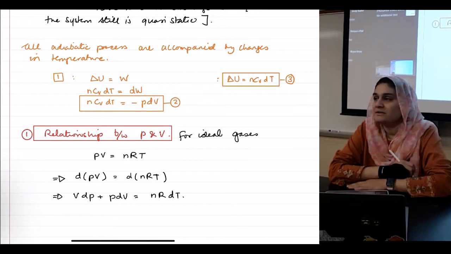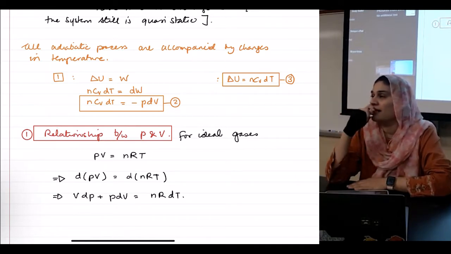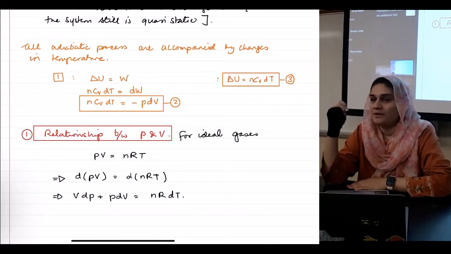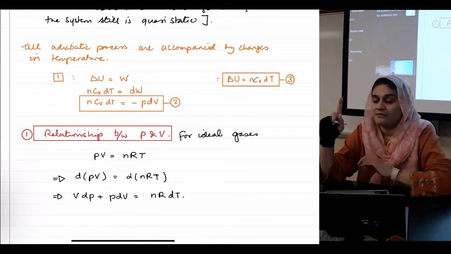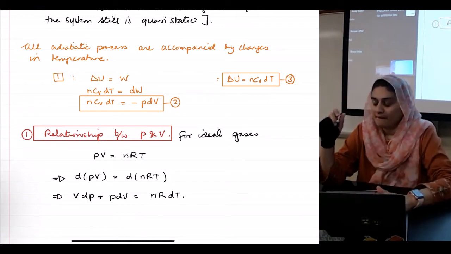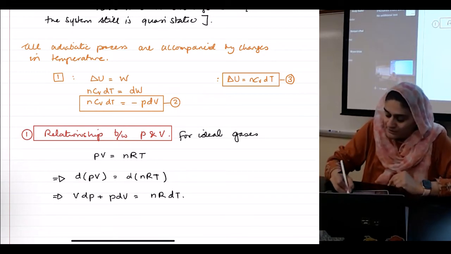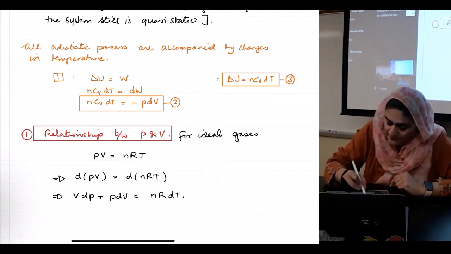Is n a constant? Is R a constant? If you do a d over d of n, what will you get? 0. If you do a d over an R, what will you get? 0. So the only term that survives is dT. If you guys have a question about this, ask me now. Right, that one doesn't go to 0 because there is a change in temperature.